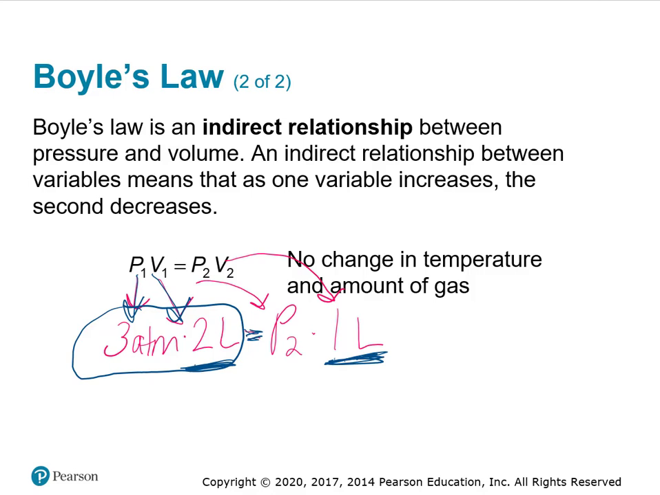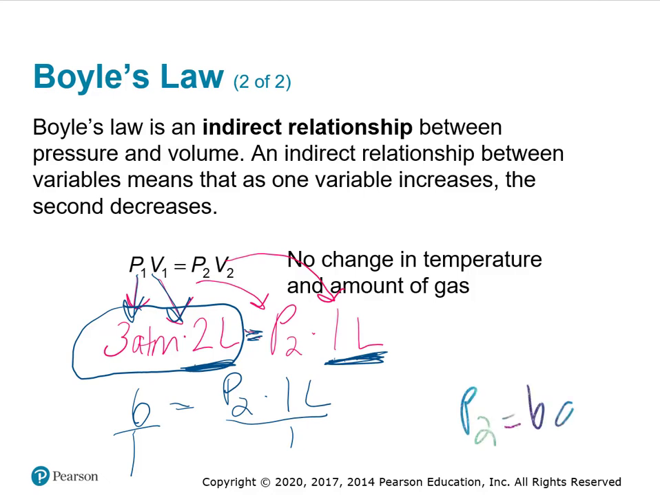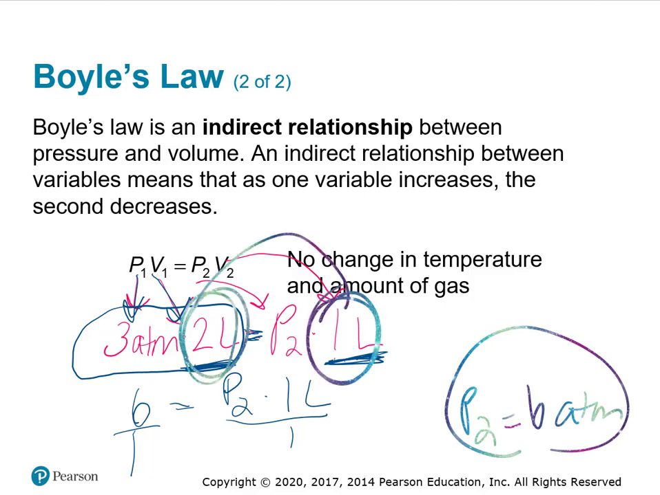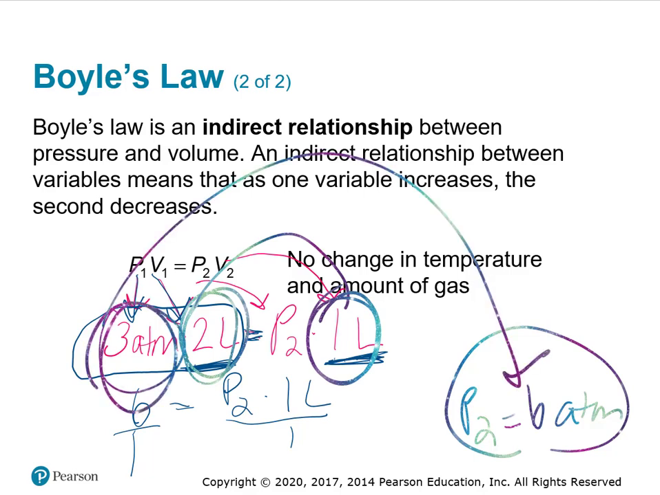Let's see what happens. Let's simplify the left side of the equation. 3 times 2 would be 6, and then I'm left with P2 times 1, and obviously to get P2 by itself I have to divide what it's attached to, so I'm going to divide both sides by 1. 6 divided by 1 is 6, so my P2 is 6 atm. Let's see what happened to that pressure. My volume decreased, going from 2 to 1. My pressure went from 3 to 6. So as my volume decreased, my pressure increased.